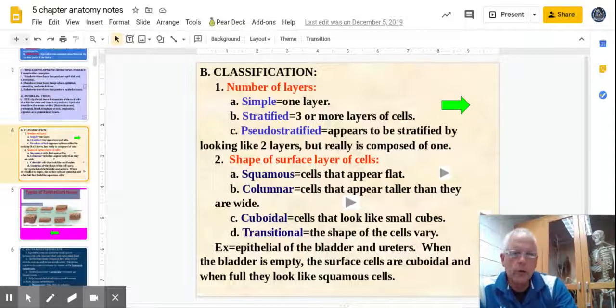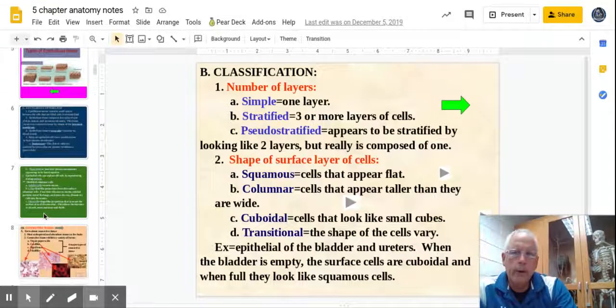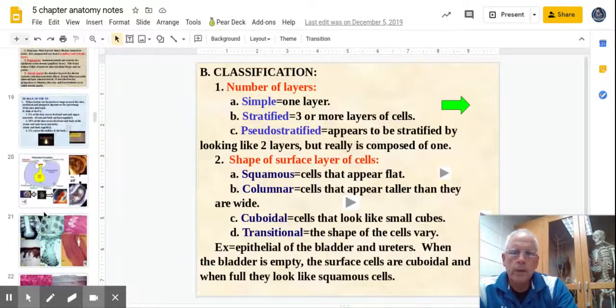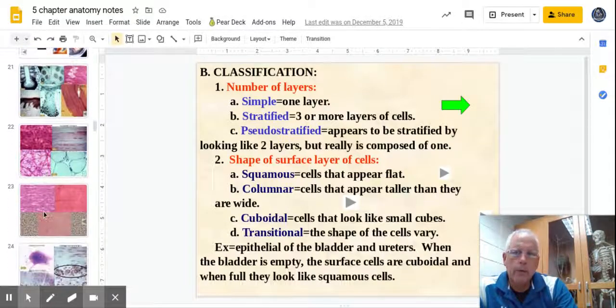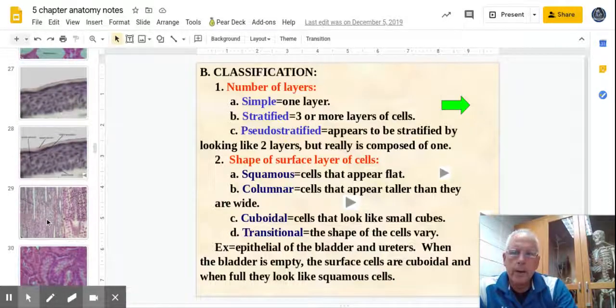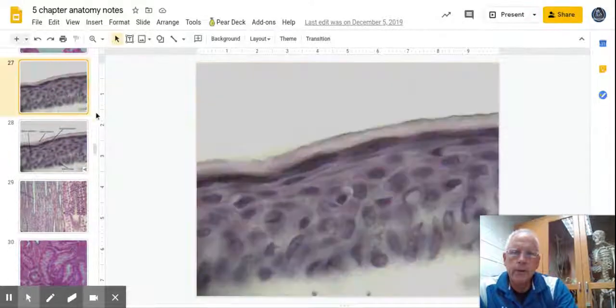So we're going to circle back to that, and I'm going to show you some real pictures of them eventually, and I can show you a few right now. When we look at them under the microscope, it'll make more sense to you, I think, anyway. So here we go. Here's what were real pictures.